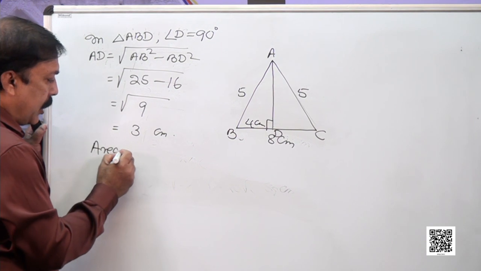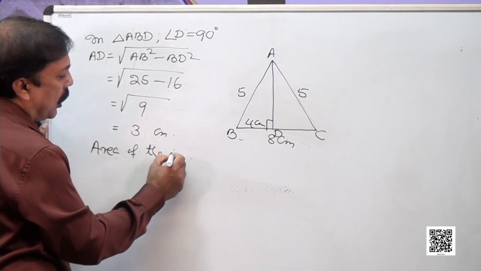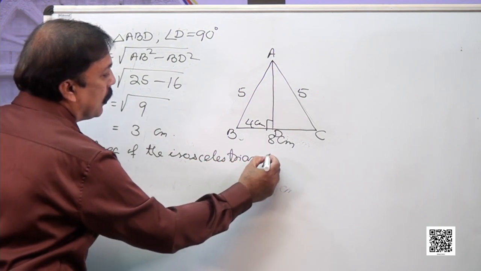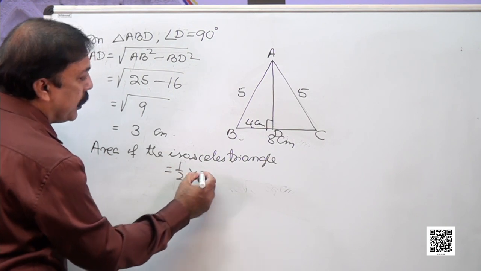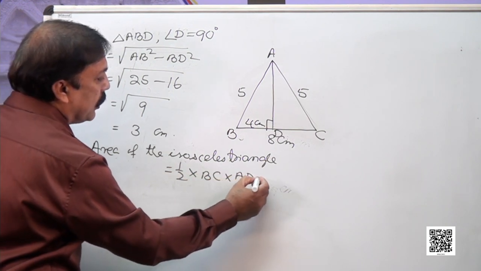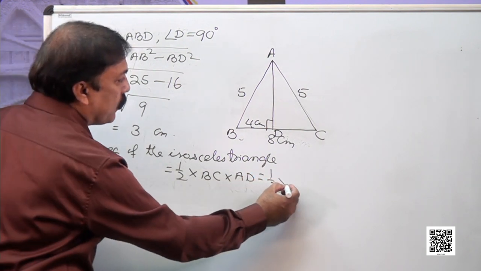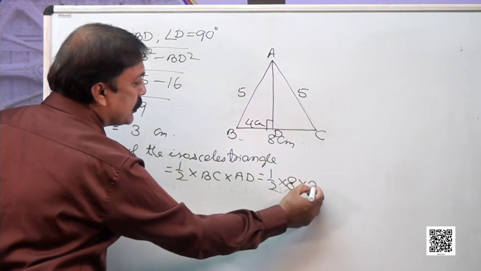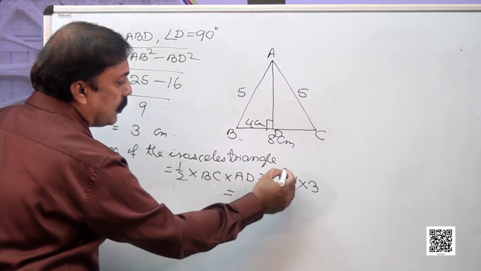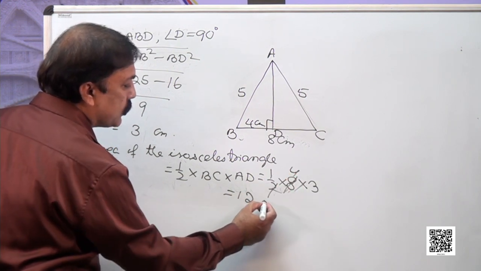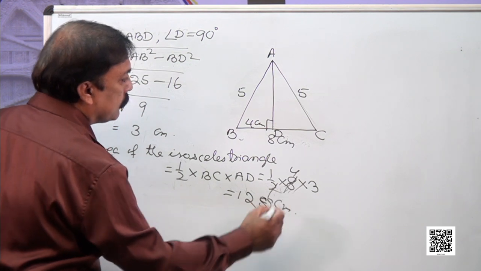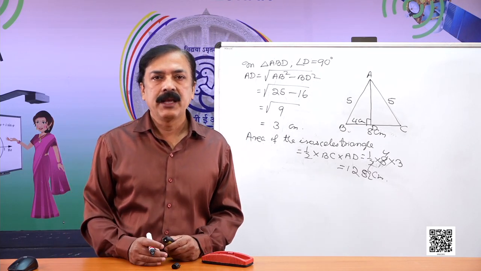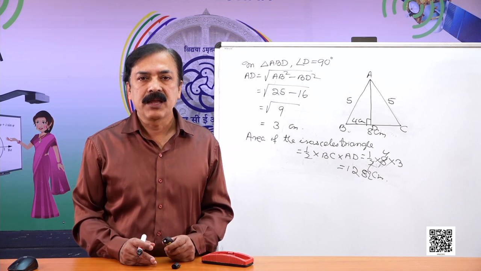So, area of the isosceles triangle is equal to half into BC into AD, that is half into 8 into 3, that is 12 square centimeter. So, in this case also, we can find the area of the triangle if all the three sides are given.